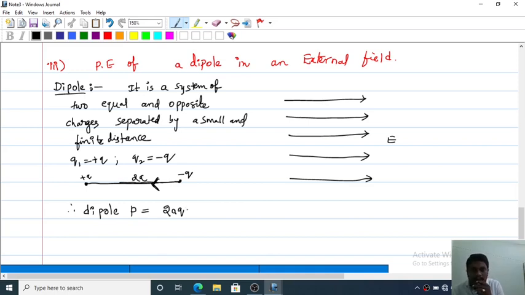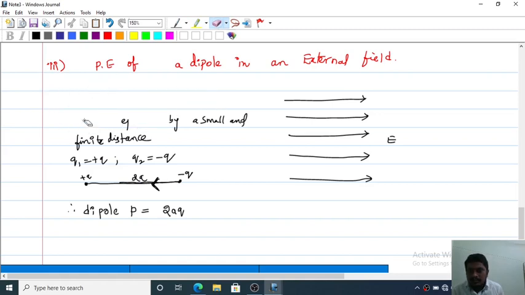So this is about the dipole, and we have to find out the potential energy of this dipole in the external field. I think you understood what is a dipole.